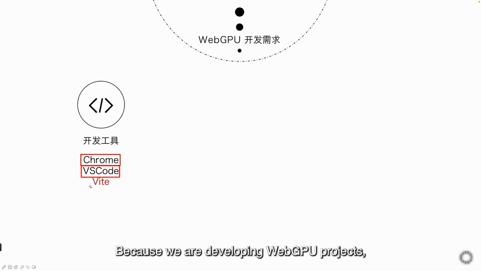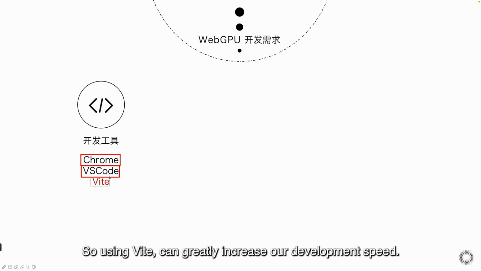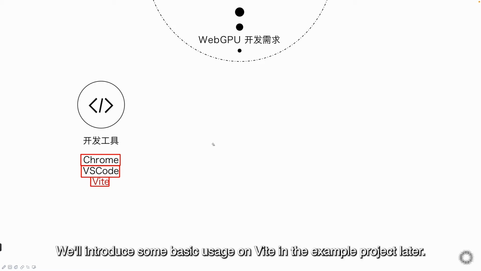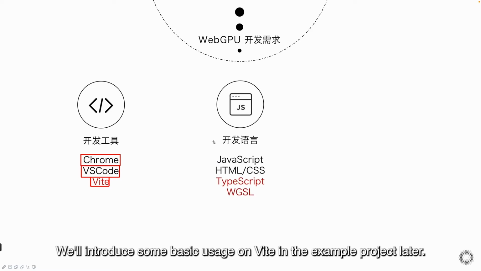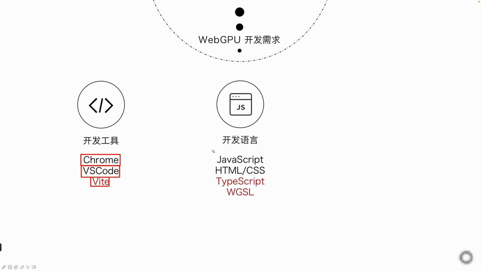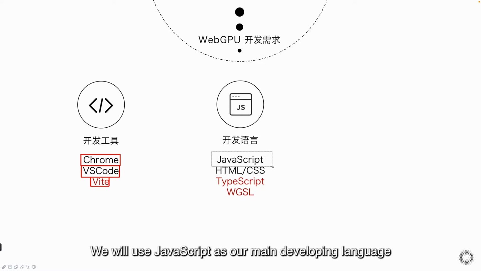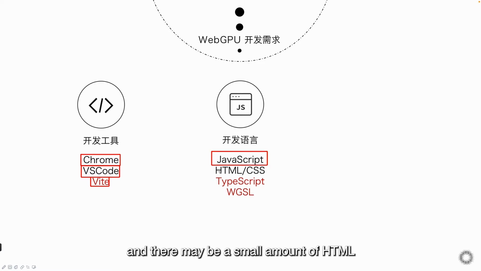And because we are developing WebGPU projects, we don't have to consider compatibility with the old browser standards, so using Vite can greatly increase our development speed. We'll introduce some basic usage of Vite in the example project later. We will use JavaScript as our main development language, and there may be a small amount of HTML and CSS to do some front-end layout. We will use TypeScript for development as well.